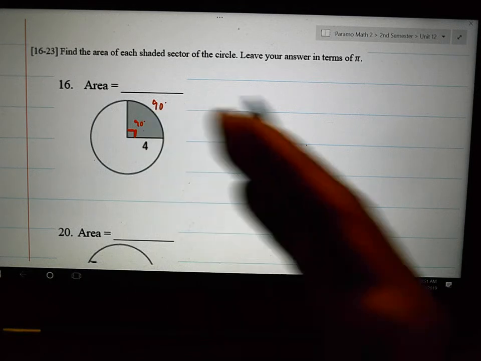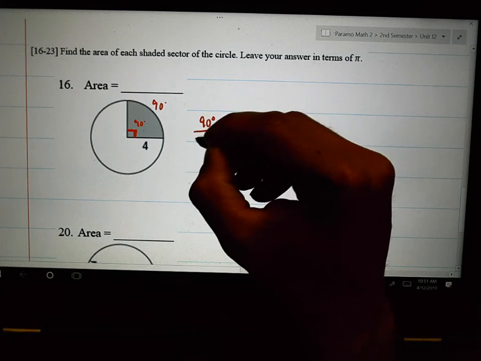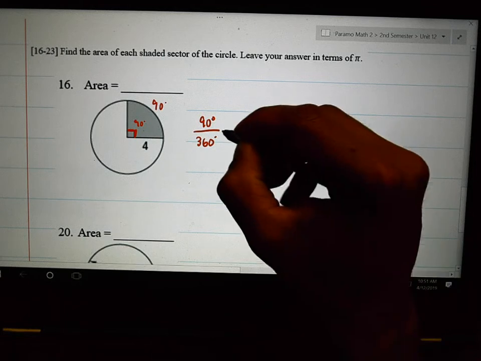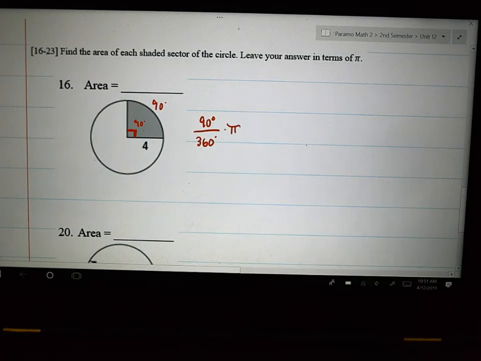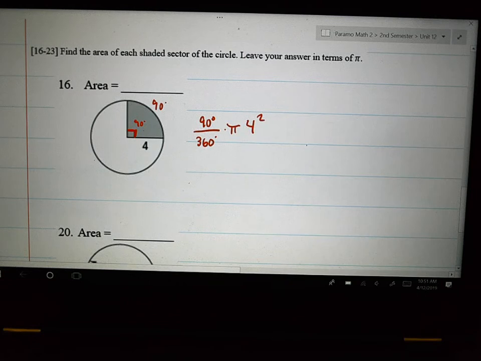So now, because I'm finding area, I'm going to use a slightly different formula. How many degrees out of 360 gives me my percentage times pi times r squared. My radius here is 4. Now I can plug all that in my calculator.